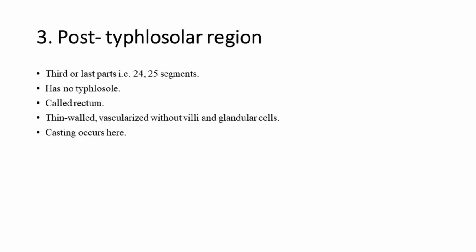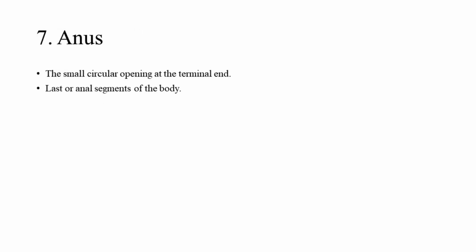3. Post-typhlosolar region. The third or last part, i.e. 24, 25 segments. Has no typhlosole. Called rectum. Thin-walled, vascularized, without villi and glandular cells. Casting occurs here. 7. Anus. The small circular opening at the terminal end. Last or anal segment of the body.